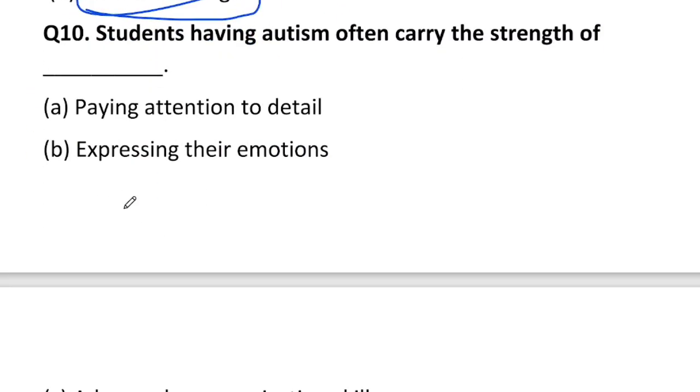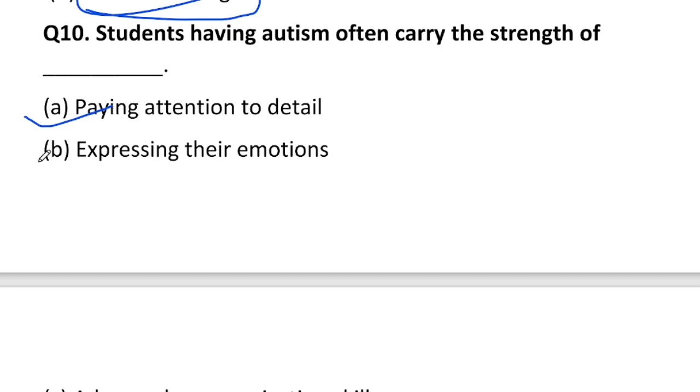Students having autism often carry the strength of. What is autism? Autism is the disorder to communicate or interact. A person cannot feel comfortable, or is unable to communicate and interact with others. So students having autism often carry the strength of paying attention to details.